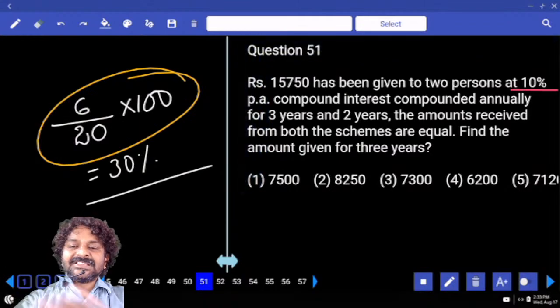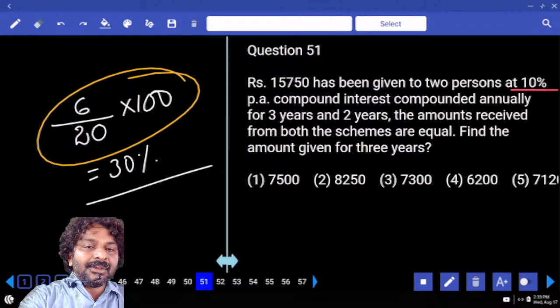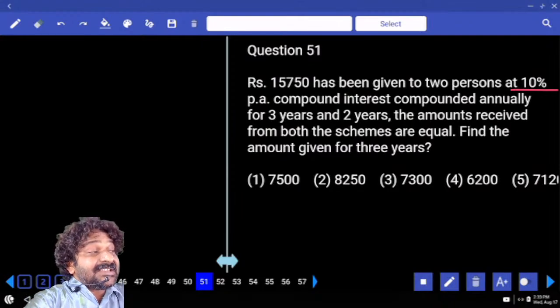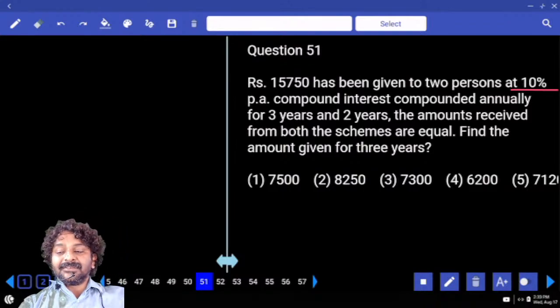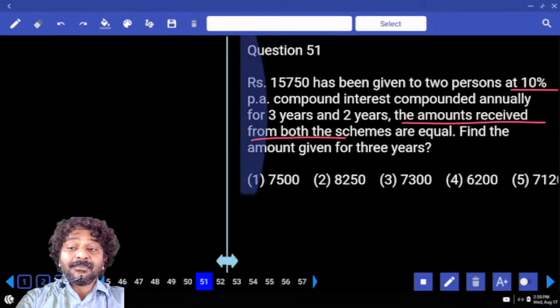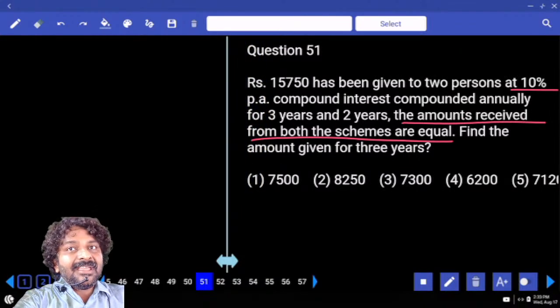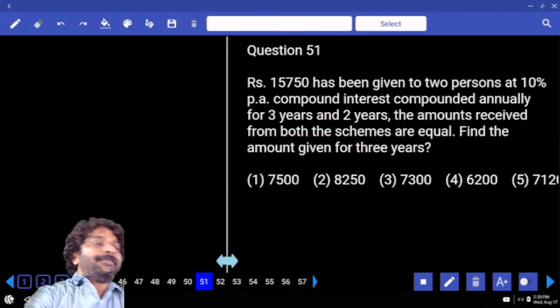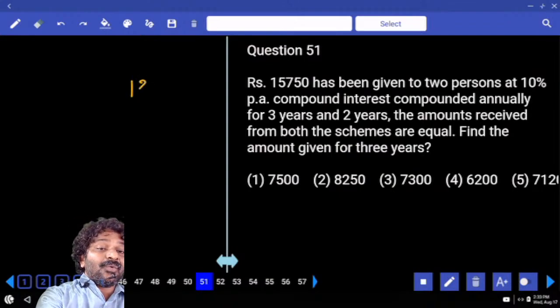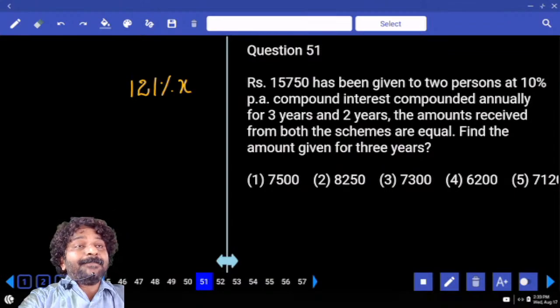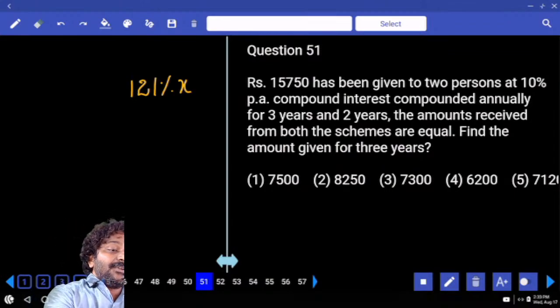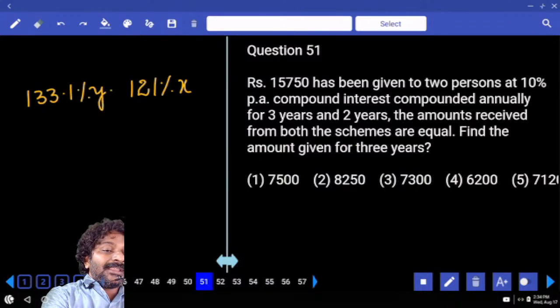Now, rate of interest is 10% per annum, and there is a condition, and you need to be very careful. Sometimes they'll say interest received from both schemes are same, and sometimes they will say amounts received. Now in the question what is mentioned? Amounts received from both schemes are equal. Sometimes they will say interests are equal, right? At the rate of 10% per annum, amount after 2 years is 121% of X. At the rate of 10% per annum, amount after 3 years is 133.1% of Y, and they said both are equal.